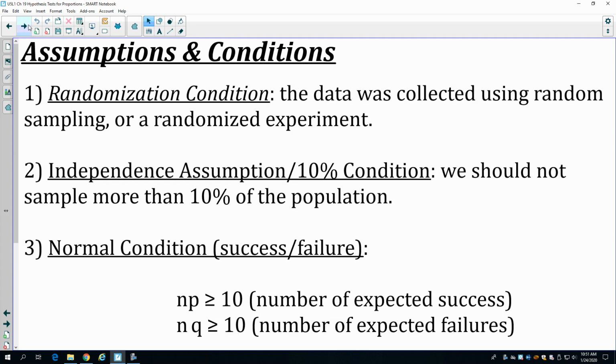Much like with sampling distributions for proportions and means, in order to use the normal model, you have to satisfy assumptions and conditions. The same thing was true for confidence intervals for proportions and means. You must satisfy assumptions and conditions in order to use a normal model to assist you. And the same thing is true here for hypothesis tests. We're going to have to use a normal model in order to find probabilities, and so we need to satisfy these assumptions and conditions. And they're all the same, as we've seen.